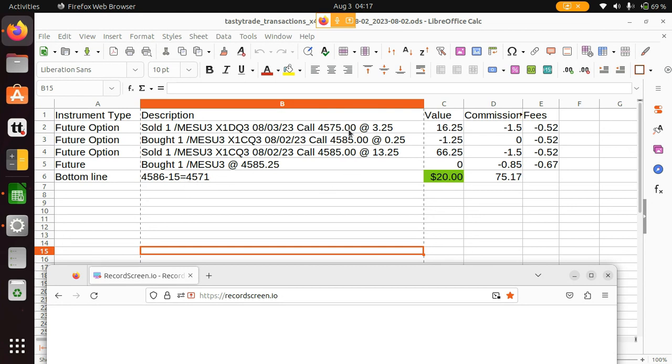If it gets called away at 75, which I don't see that happening as the market's down again, but you never know. It'll make $20. So that's the latest and greatest update.